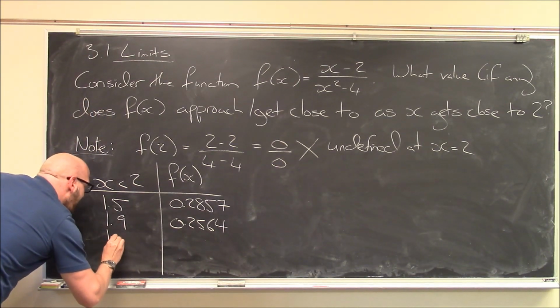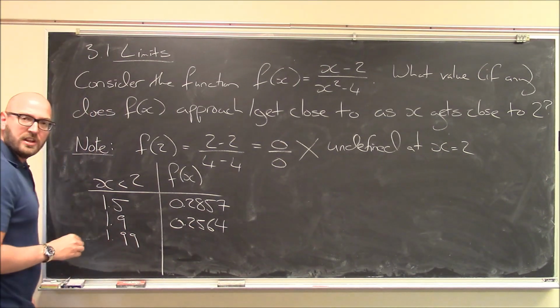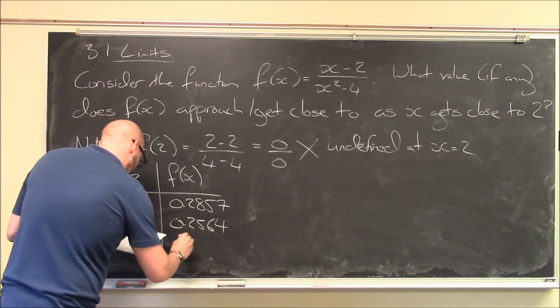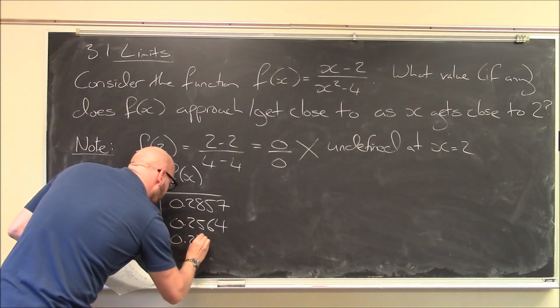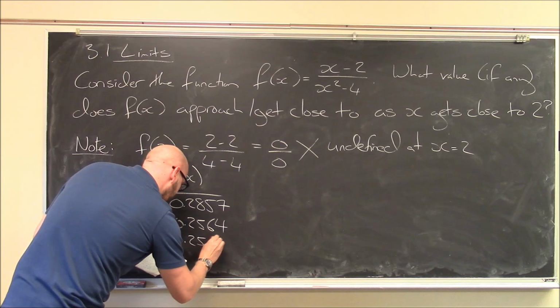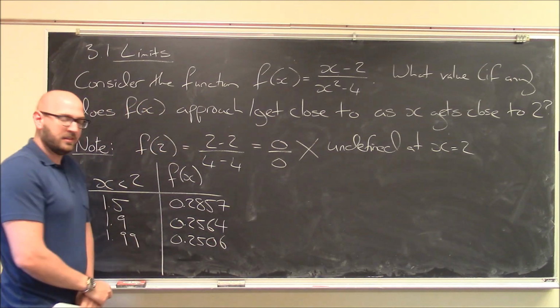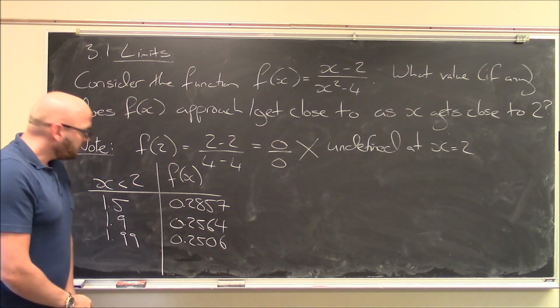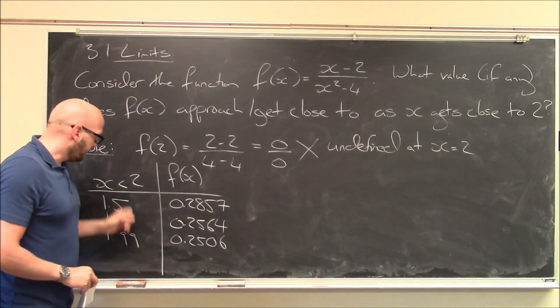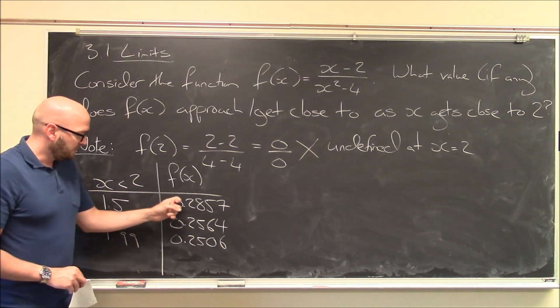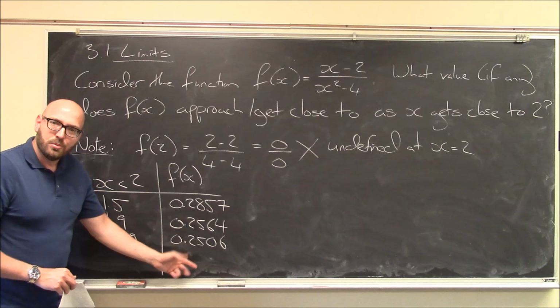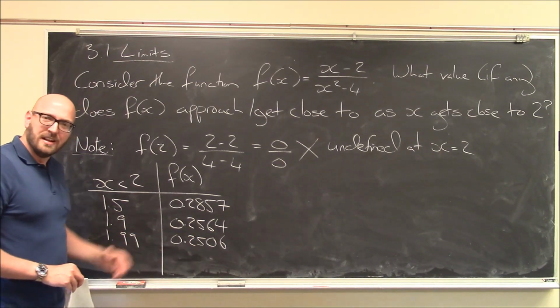Let's plug in 1.99. Really close to 2 now. And if you do that, you get 0.2506. Now I'm starting to notice a trend, right? It certainly looks like as x gets closer to 2, these values are getting closer to 0.25, right? It looks like it. Let's try and verify that.